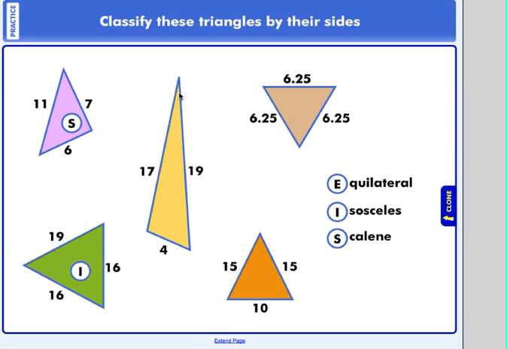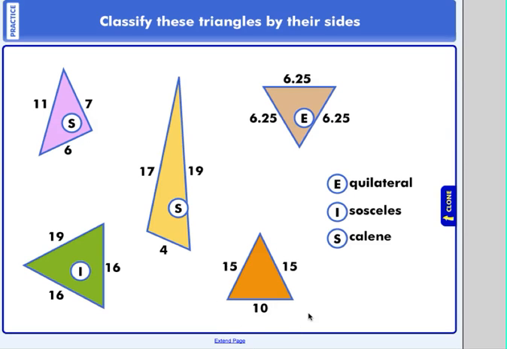This triangle in the middle has sides of 17, 4, and 19, all three different. Yep, hopefully you said scalene. Here we have a triangle that has three sides that are all 6 and 25/100ths. All three sides are the same. We name that kind of a triangle equilateral.